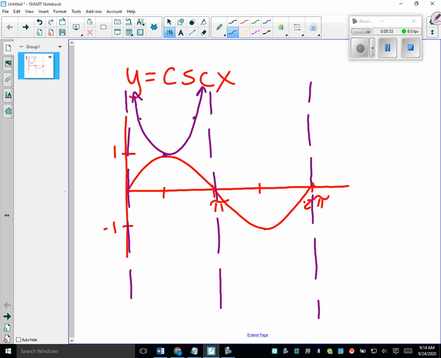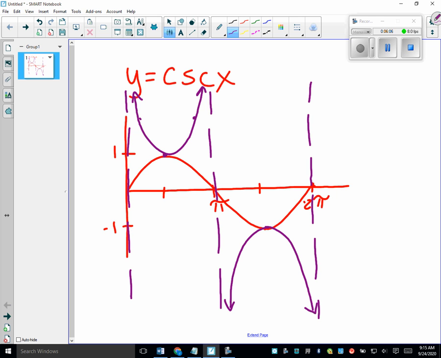Look, what do you think this one's going to do? Same thing, but upside down. Like that? So, the cosecant graph is the purple. And you don't have to graph the sine graph. I graphed it so I could show you what the cosecant does with the sine graph. That's what reciprocal does.